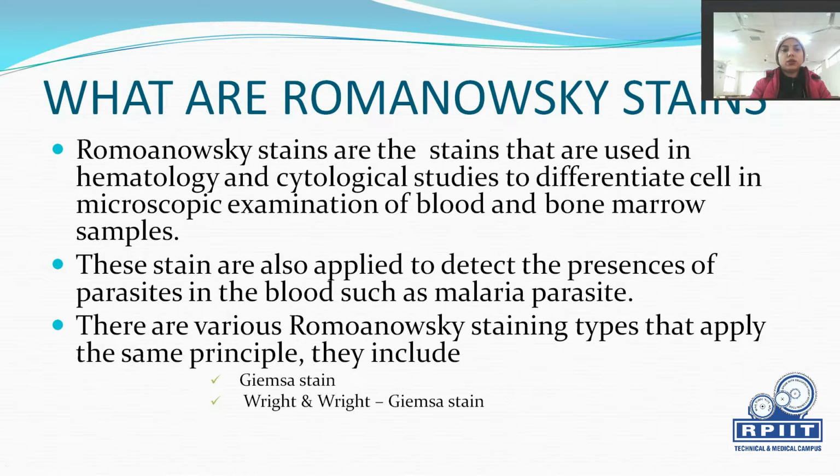These stains are also applied to detect the presence of parasites in the blood, such as the malarial parasite. There are various Romanowski staining types that apply the same principle. They include, for example, Giemsa stain and Wright stain.